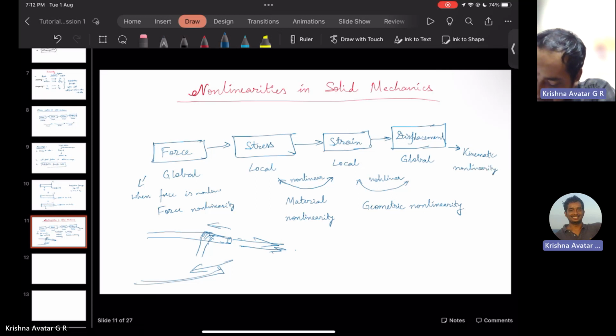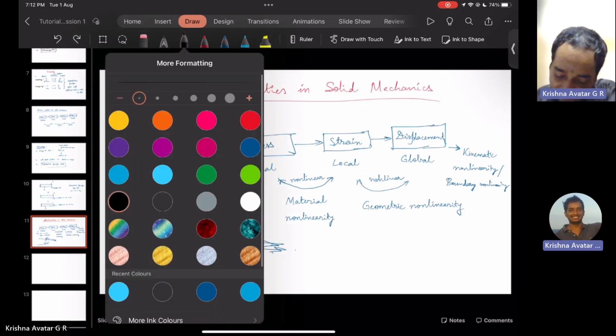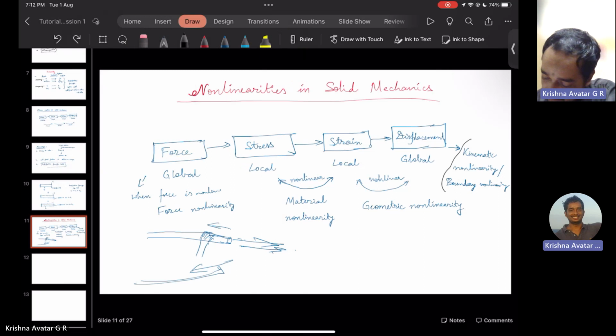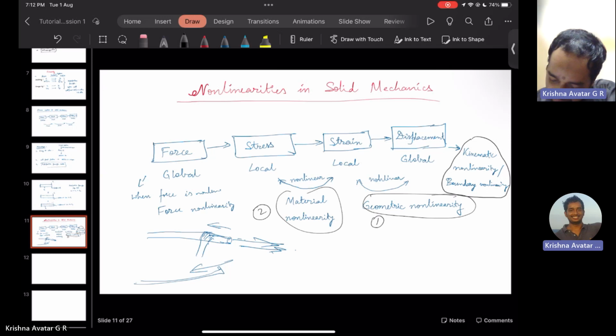And this is also known as boundary nonlinearity because of its nature. This nonlinearity is present solely due to the boundary conditions themselves depending on the displacement or the deformation behavior of a system. So geometric nonlinearity is number 1, material is number 2, this is number 3, and this is number 4.